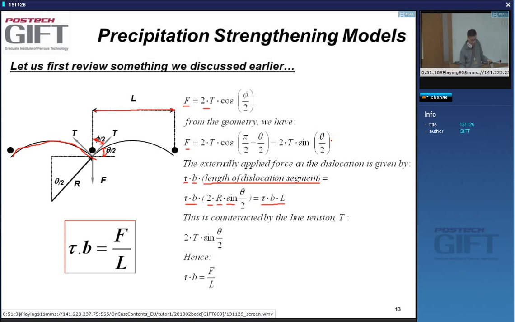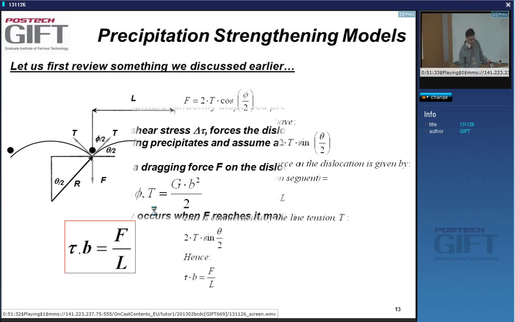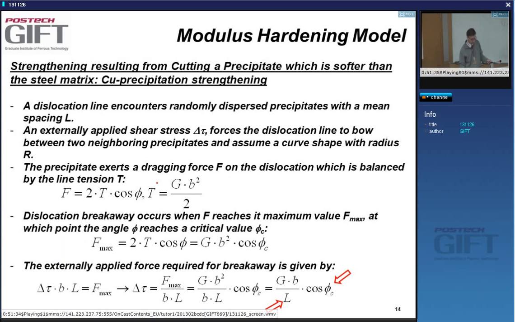Okay. So now if I combine this and this, I get this. So tau times B is F over L. F is the force of the particle, and L is the distance between these particles.